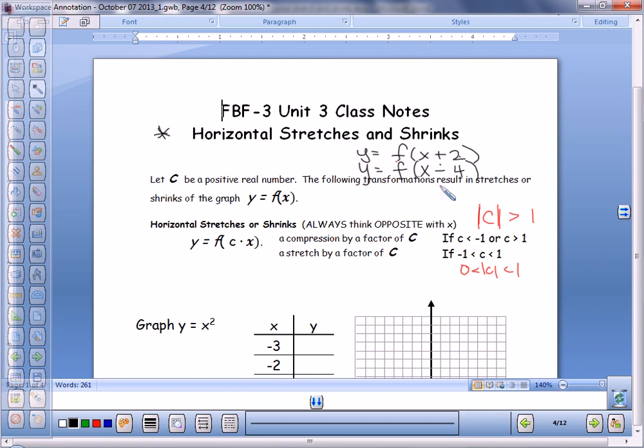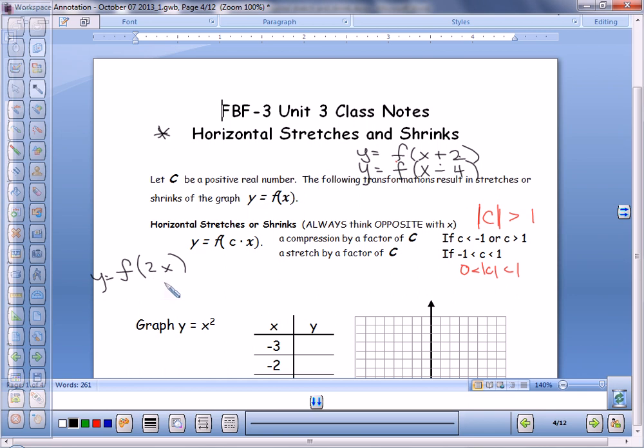Well, here we have the c multiplied in here. And when we think of this, we always think opposite. So if this were y equals f of 2x, well, we would think, ooh, multiply by 2. But what's the opposite of multiply by 2? What is the inverse? Good, dividing by 2. And isn't dividing by 2 the same as multiplying by a half?